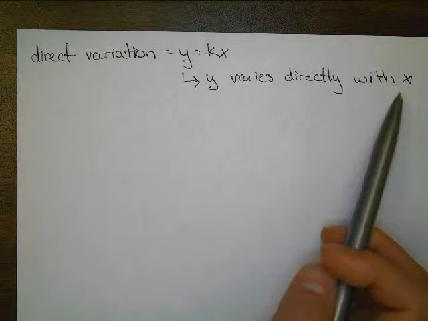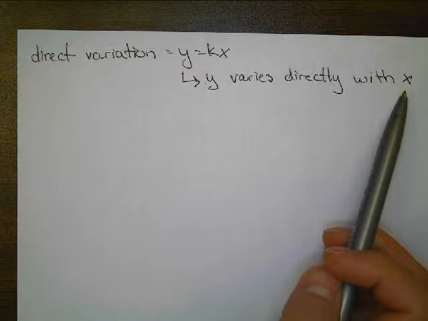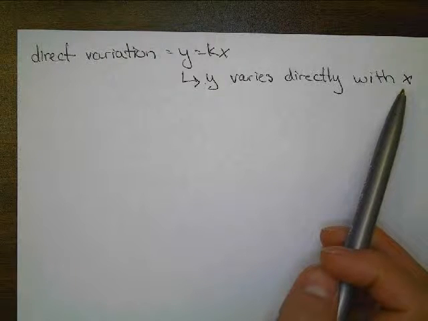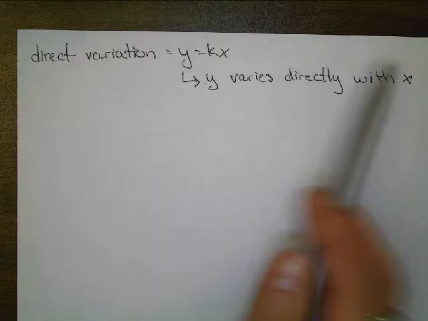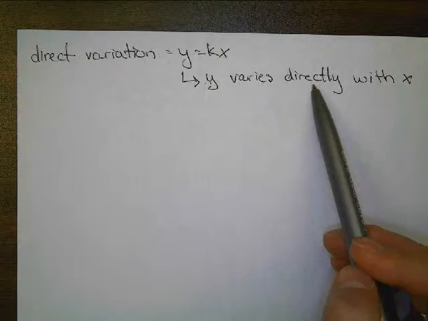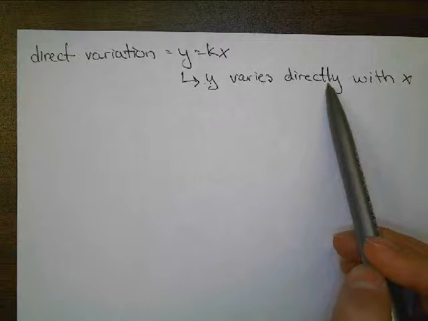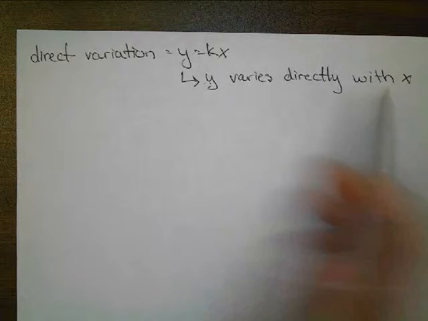Also, if you think all the way back to probably 7th or 8th grade when you talked about independent and dependent events, x is always the independent one. So y varies directly with x, so y is dependent directly on whatever x does.